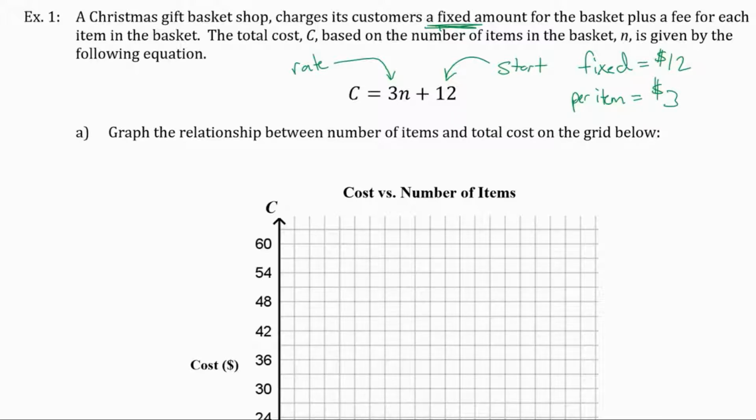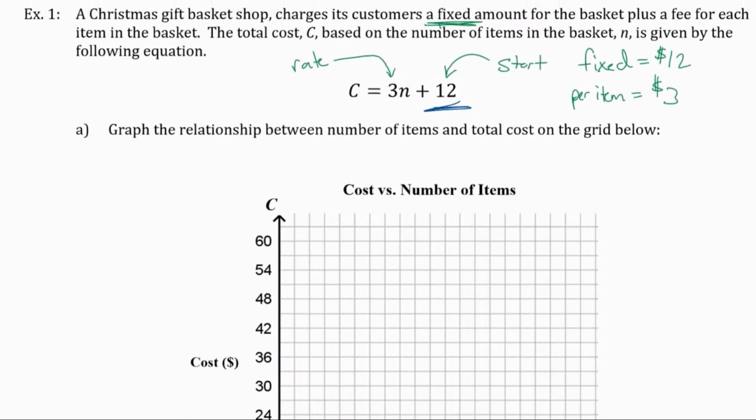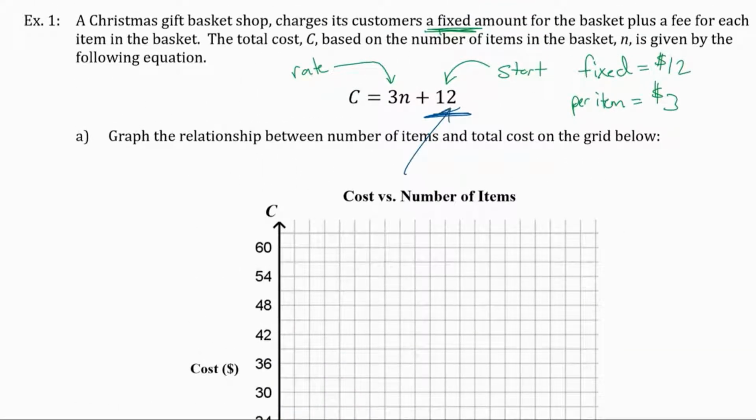Graph the relationship between number of items and total cost on the grid below. Well, I can start this in a couple of ways. We've got the $12 fixed, and I just know that as the start. So I can find 12 on the vertical axis there, because this line here is always where the start goes, okay? And I can just find 12 because I know it's the start. But I can also think that that's how much you would pay for 0 items.